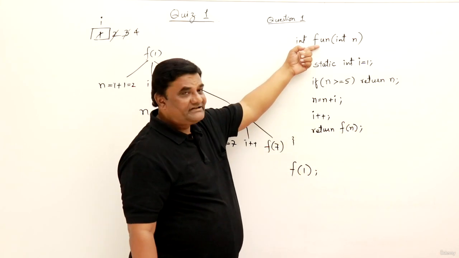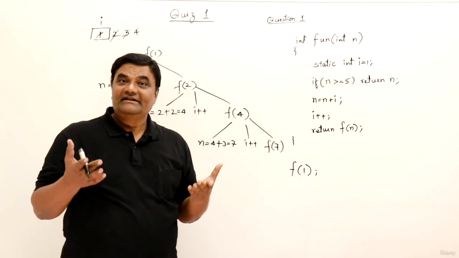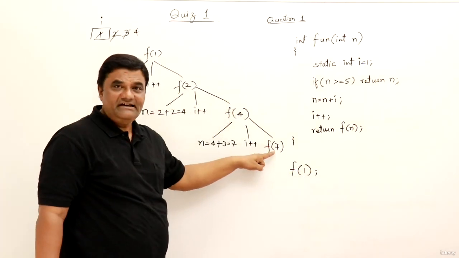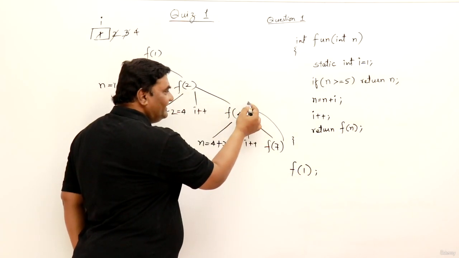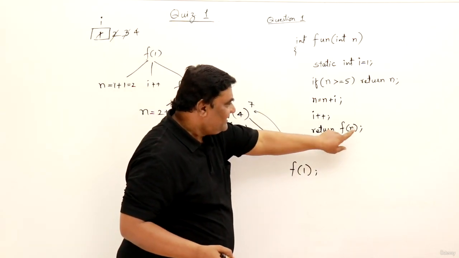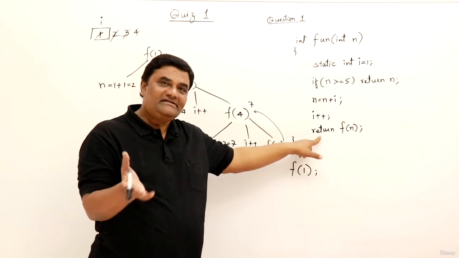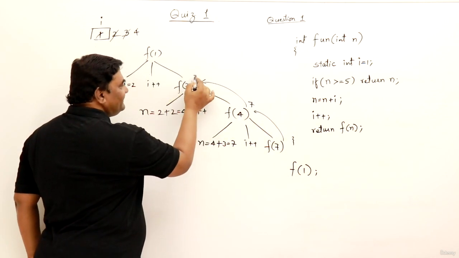Now it comes here with 7. Is 7 greater than or equal to 5? Yes, it is greater. So do what? Return n. What is n? 7. Return n. So 7 is returned here. Then in this statement, if you see, this was the statement, right? What is written here? Return. So whatever the result obtained, that is returned. So 7 is returned from here also. So it is 7 here.